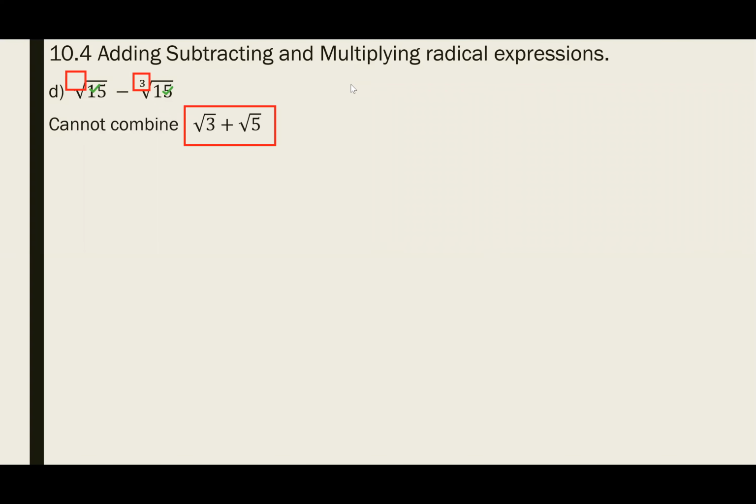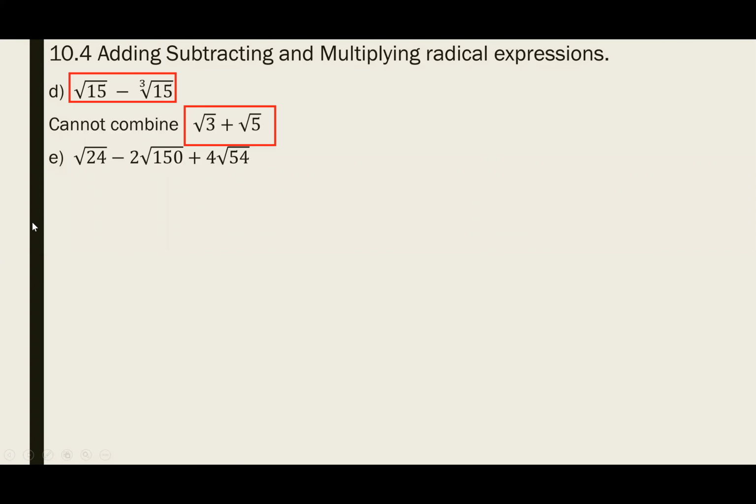We're done. If this were a problem that they give you here, this would be your answer, a square root of 15 minus a cube root of 15. That's it. Those are your answers. There's nothing you can combine. Okay, so let's take a look at this item here. You wish we had a lot of items like D, right? But again, you won't see a lot of items like D. You see a lot of items like E, right?